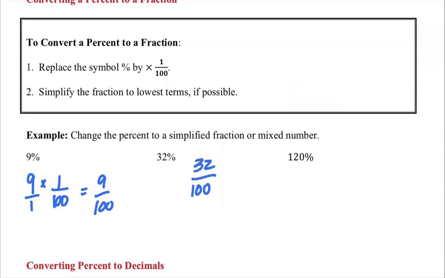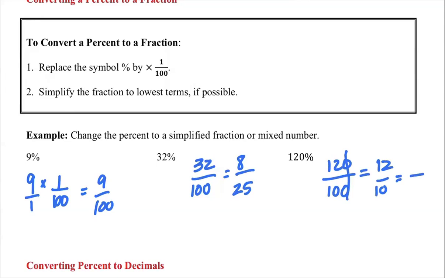32% means 32 out of 100, and then we can simplify that. These are both divisible by 4. 120% would mean 120 over 100. They are both divisible by 10. That cuts off that last 0 and leaves us with 12 over 10, which is still divisible by 2. So 6 over 5, or 1 1/5 if you go to a mixed number.